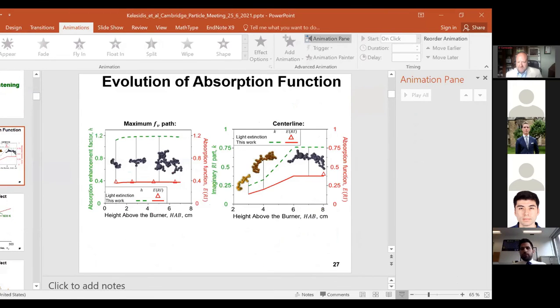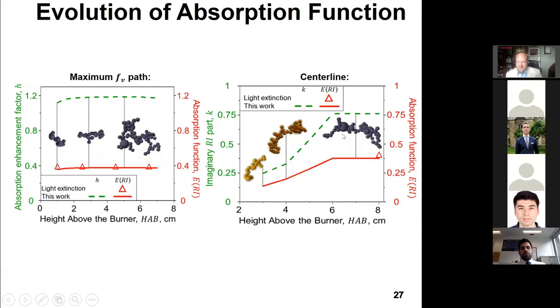I can show you over here, for example, the evolution of the absorption function, on the right axis, the red axis. On the left, I'm showing it to you at the maximum volume fraction path, and here at the center line. At the maximum volume fraction path, the soot nanoparticle agglomerates are already mature. So they already have an absorption function which is close to 0.4. It's in excellent agreement with the one measured by light extinction, and it is also in good agreement with what has been measured recently by Rayleigh-Debye-Gans theory, which I guess is the one that you are referring to, right?